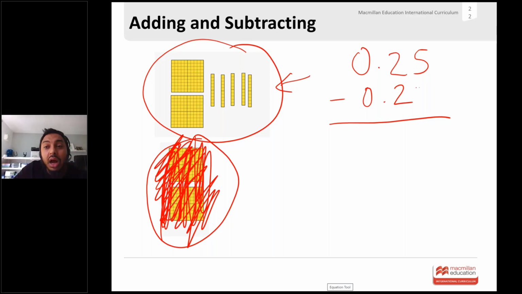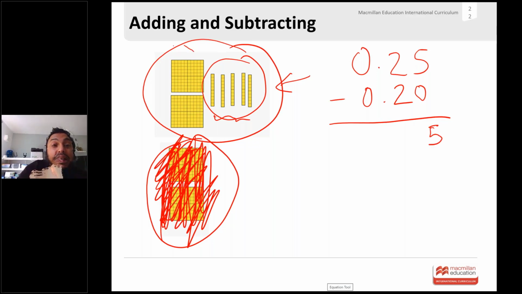Are we subtracting any of the hundredths? Oh, we're not subtracting any of the hundredths. So if I've got 5 hundredths already and I don't subtract any hundredths, how many am I going to be left with? I've got 5 hundredths left. Now I've got 2 hundredths here, and I've been asked to subtract 2 hundredths. What does that mean? Oh, that means I'm not going to be left with any hundredths.